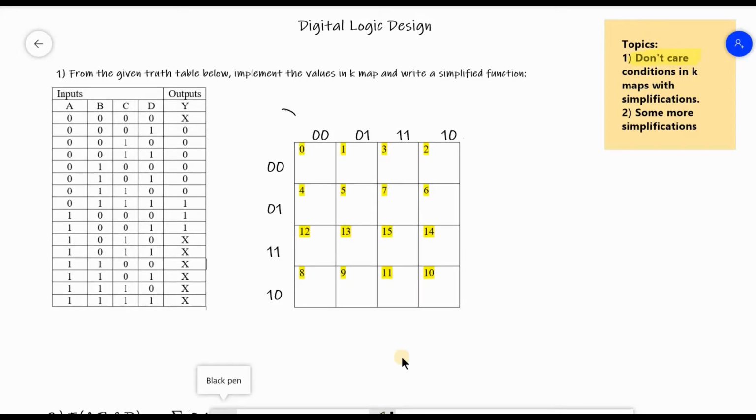Now in today's video of digital logic design, we are going to be introduced to don't care conditions and how we can implement them using K-maps and prepare a simplified function. Now we are given the table that you can see on the left side of my screen, and we have to implement that using K-maps and find out a simplified function.